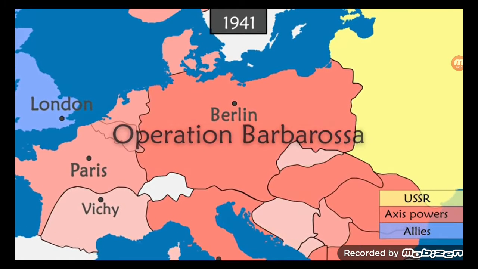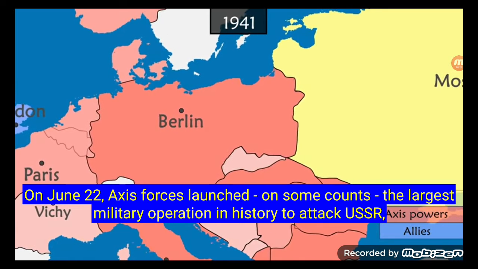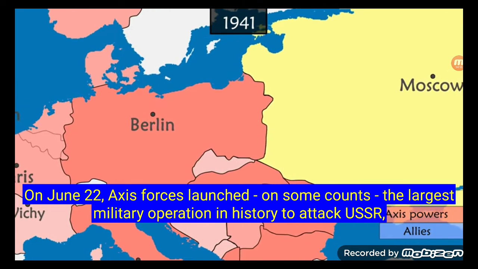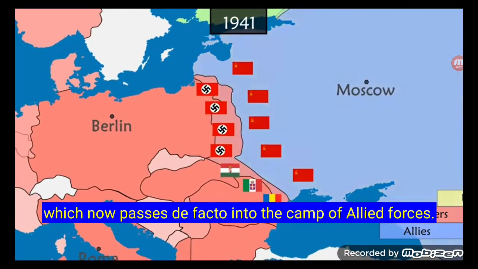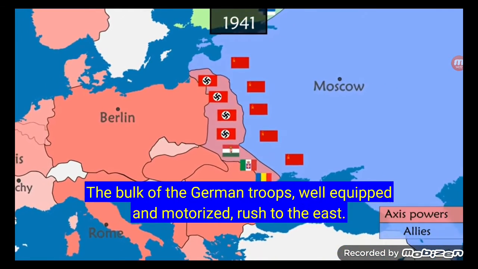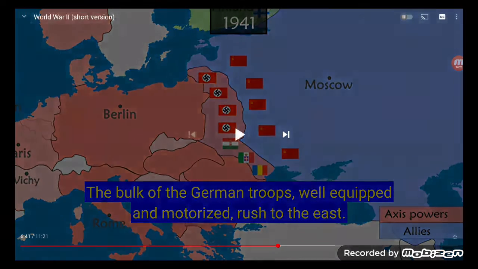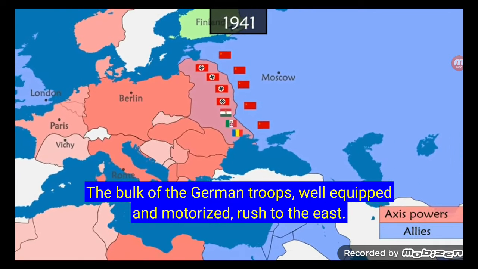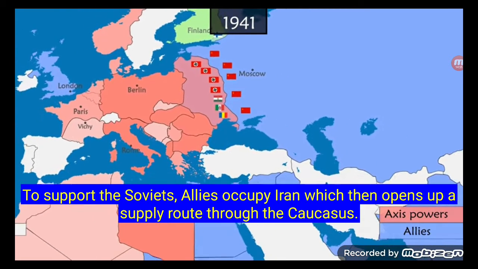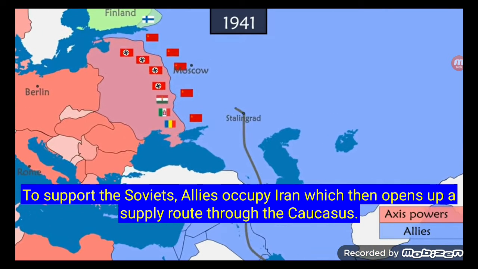Oh, here it is, here it is. On June 22, Axis forces launched, on some counts, the largest military operation in history to attack the USSR, which now passes de facto into the camp of Allied forces. The bulk of the German troops, well equipped and motorized, rush to the east. Whoa, do you guys think the Soviet Union can win this? Of course not. To support the Soviets, Allies occupy Iran, which then opens a supply route through the Caucasus.